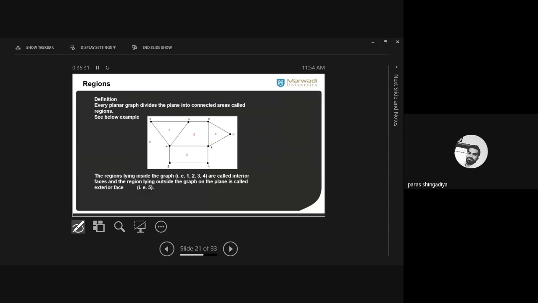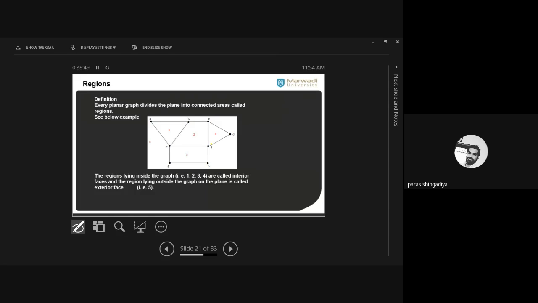So it is used only for a planar graph. We can check the region only for a planar graph. So first, the graph should be planar, meaning every planar graph divides the plane into connected areas. So what is the meaning of connected area?